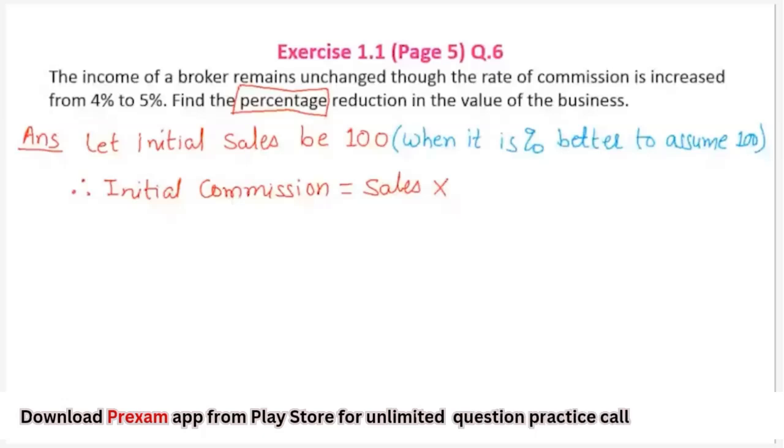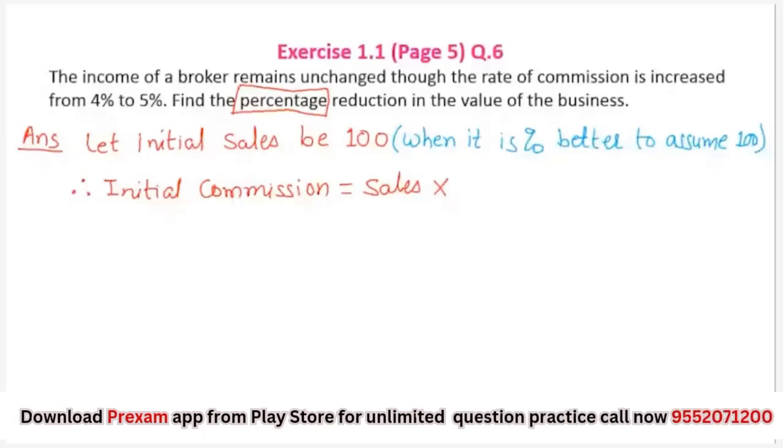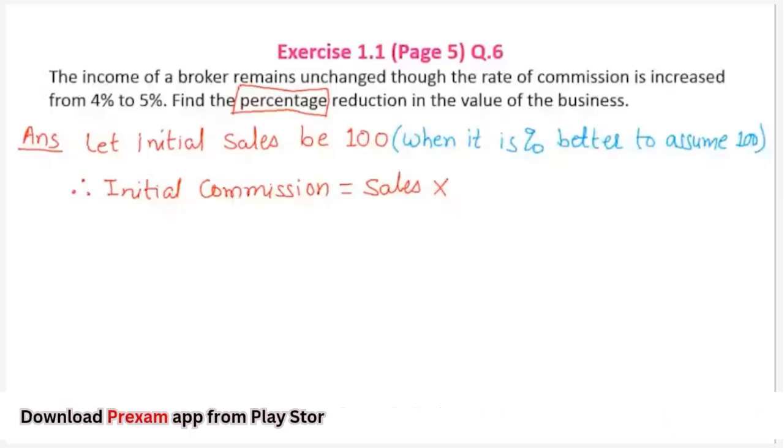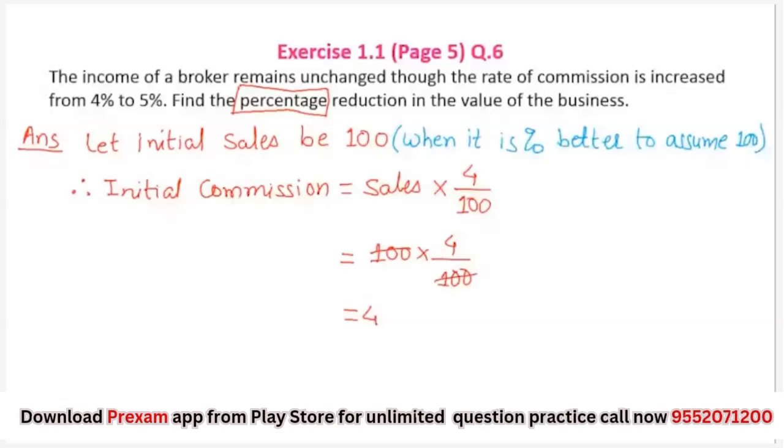What is 4? Commission. But which commission, dear student? 4 is the commission. 100 got cancelled. Initial commission is rupees 4.